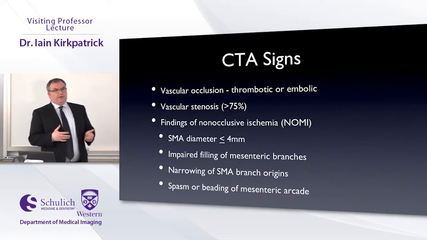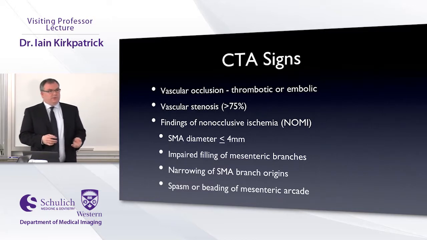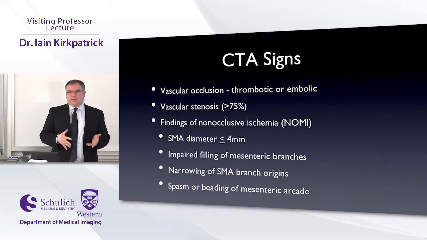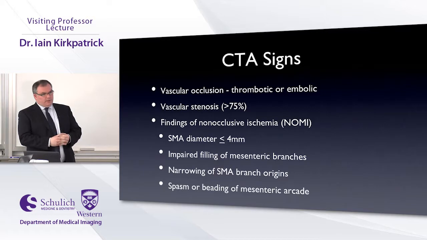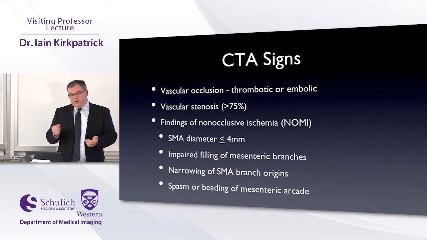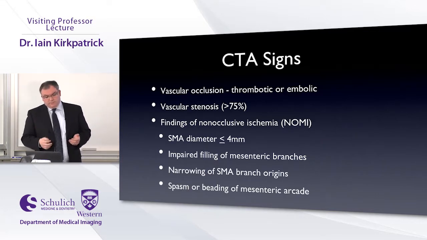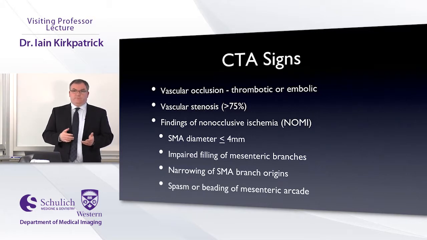So what we're looking for here is vascular occlusion, be it thrombotic or embolic, vascular stenosis, and for our purposes, we're talking about a stenosis that is greater than 75% if it's going to be hemodynamically significant, or findings of non-occlusive ischemia. Now, the ones that you usually will see are a very small SMA diameter, typically 4 millimeters or less. That's been reasonably established in the literature as a decent sign, or impaired filling of mesenteric branches.